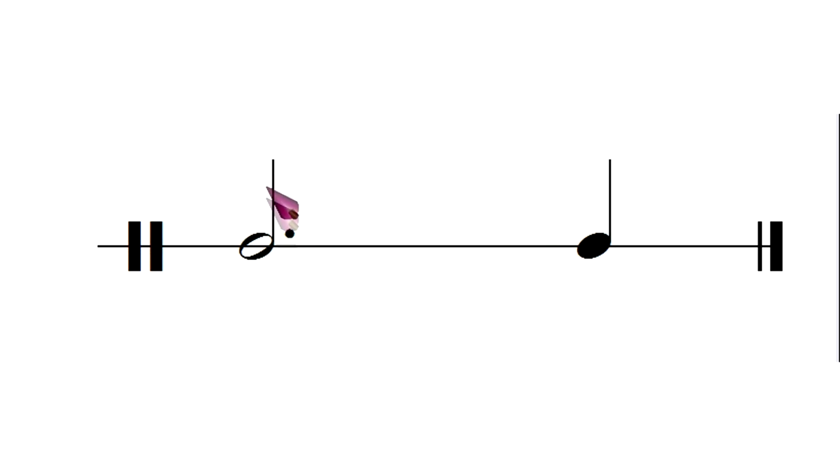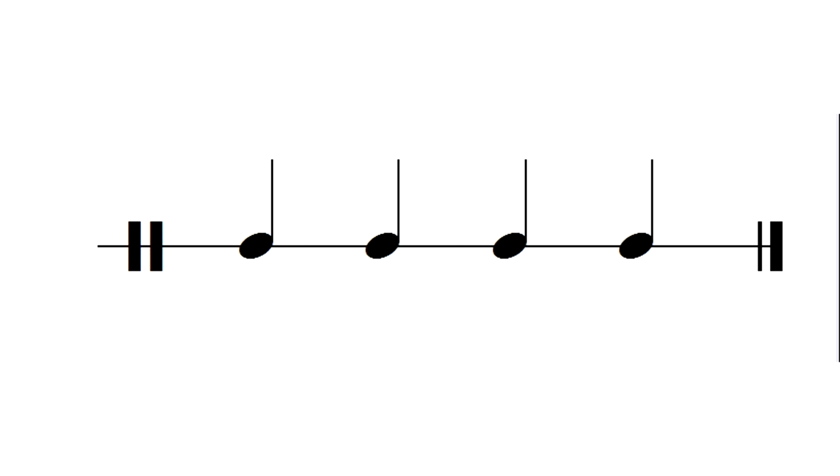You see, the dot represents adding half more to that. So if I have here the value of two quarter notes, I need to add one more quarter note. That's why this equals three quarter notes in terms of duration. So this is going to sound exactly the same as the three quarter notes tied together. Ta, ta, ta, ta, ta, ta.